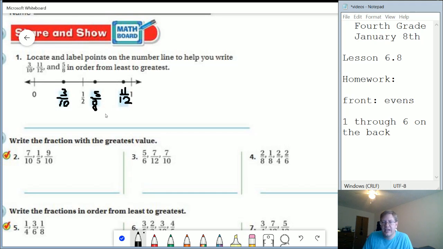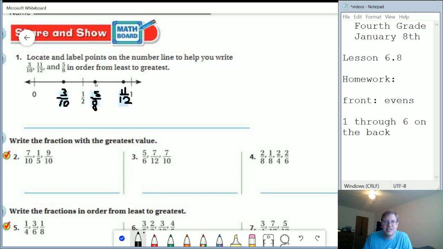And so to recap that, I found the one that was the smallest because it's less than 1/2. Then I found the one that's the largest because it's closest to being a whole. And then this one ends up going in the middle because that's all that's left.